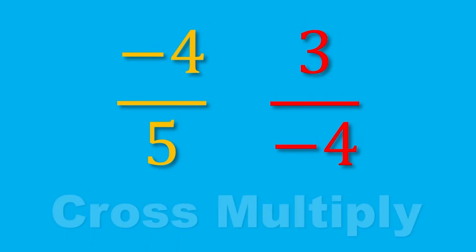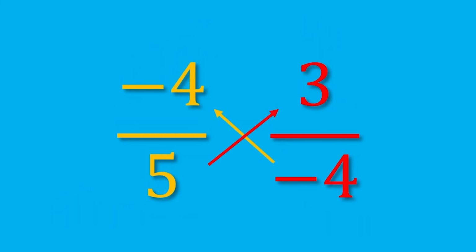So when we cross multiply, negative 4 into negative 4 is 16, minus into minus is plus. So negative 4 into negative 4 is 16, and 5 into 3 is 15. Here, which value is greater, 16 or 15? Since 16 is greater, we'll put a greater than sign. So minus 4 by 5 is greater than 3 by minus 4.